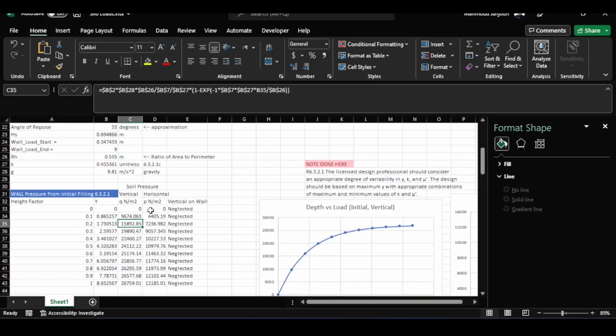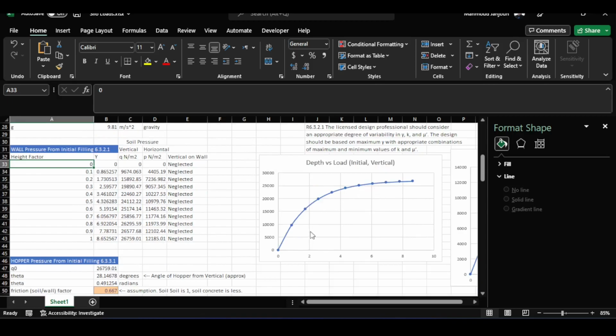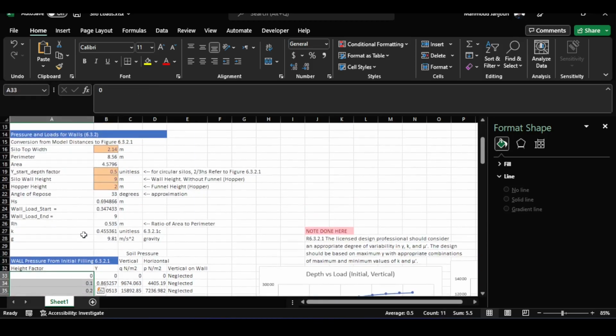Okay, so our calculations basically start. I'm using a height factor because I'm discretizing my calculations, because I want to get an idea of how the pressure distribution looks like. So I'm starting with a height factor of 0 to 1, meaning that I'm starting with y, and those height factors are relative to the height, and the height is between wall end and wall start.